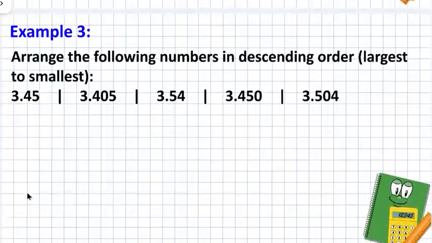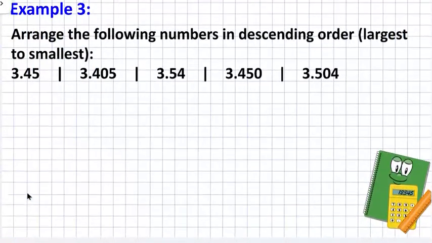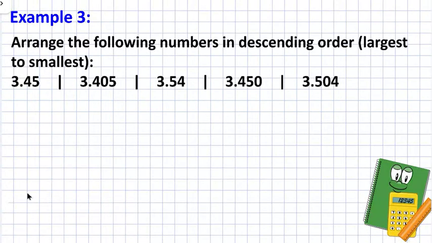Alright, so let's take this example. This will be our last example. In this case, we are arranging the numbers in descending order, and these are decimal numbers. So follow the same rule. Arrange these numbers in columns.